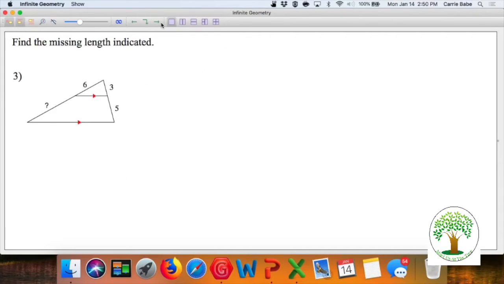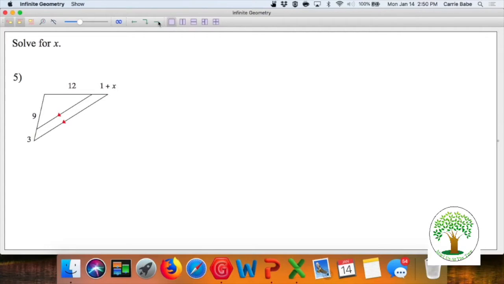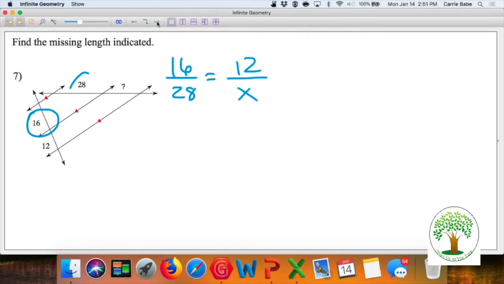All right, number 5. Now there's going to be some variables. Set this up together. 9 goes with what? 12. And 3 goes with 1 plus x. All right, now you can solve that one. The 12 goes with the x. Then we're going to move to the next one.